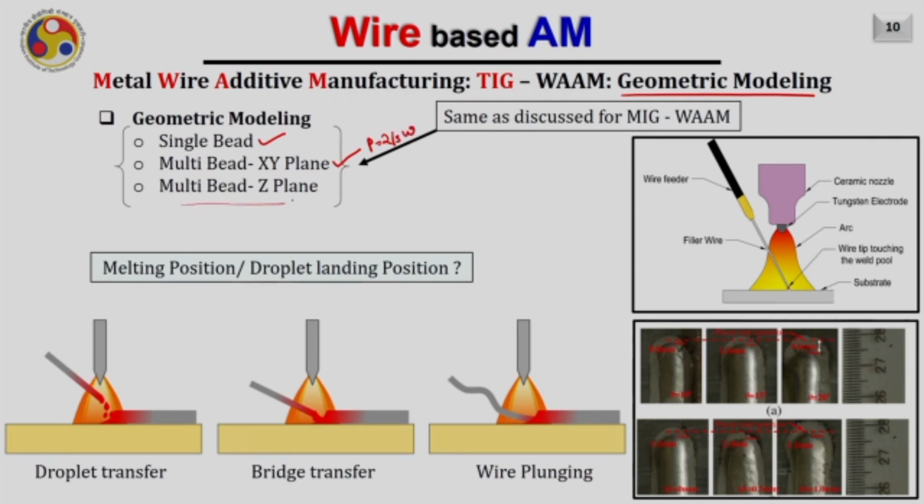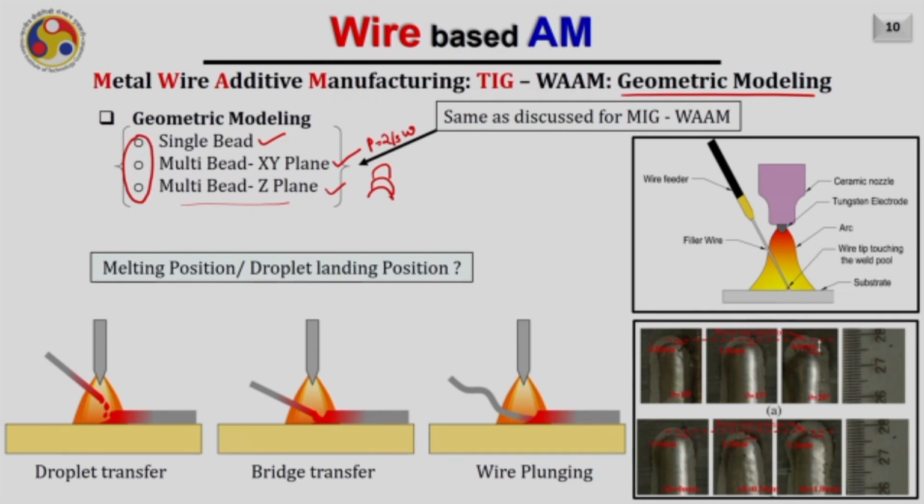Also the multi-bead Z plane deposition, I mean the bead one over another. So what will be the height of the thin wall if you are depositing 10 layers or something like that? That can be obtained in a similar way, which we did for MIG welding.